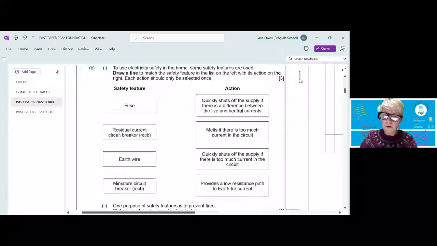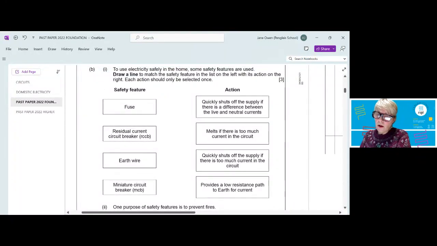Okay, moving on. To use electricity safely in the home, some safety features are used. We've got to draw a line to match the safety feature in the list on the left with its action on the right. So just have a quick glance. We've got fuse, we've got RCCBs, we've got earth wire, and we've got MCBs. And then try and match it with the action. Now the fuse one is the only one here that would melt if there's too much current in the circuit. So match those two up.